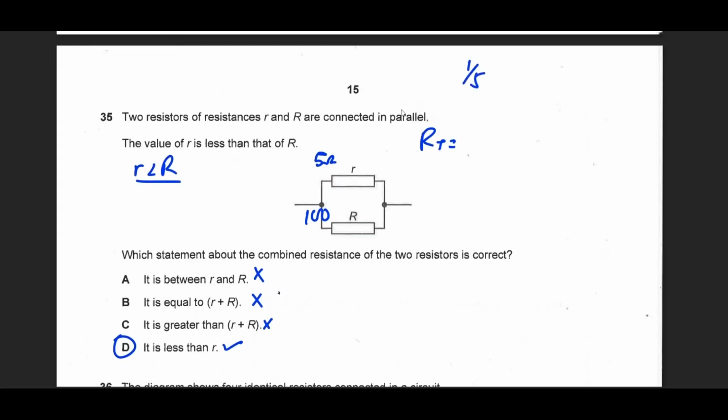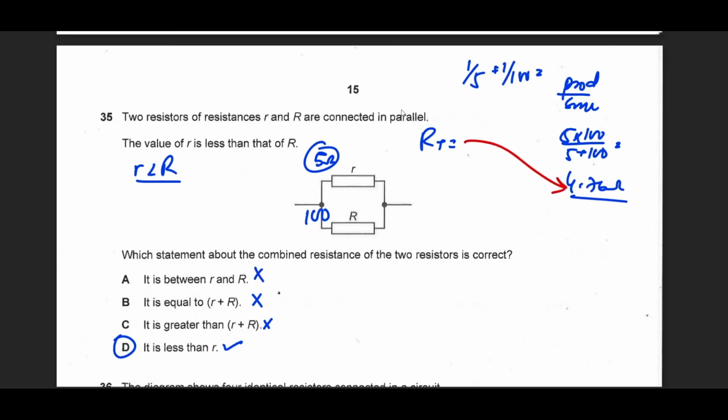Let's say 1 over 5 plus 1 over 100. If you finally solve this, I have a shortcut for this, which is for two resistors, product over sum. So this will be 5 multiplied by 100 divided by 5 plus 100 gives you 500 divided by 105, which is 4.76, which is less than 5. I told you, it's an absolute guarantee that in parallel combination, the total resistance will be even smaller than the smallest component.